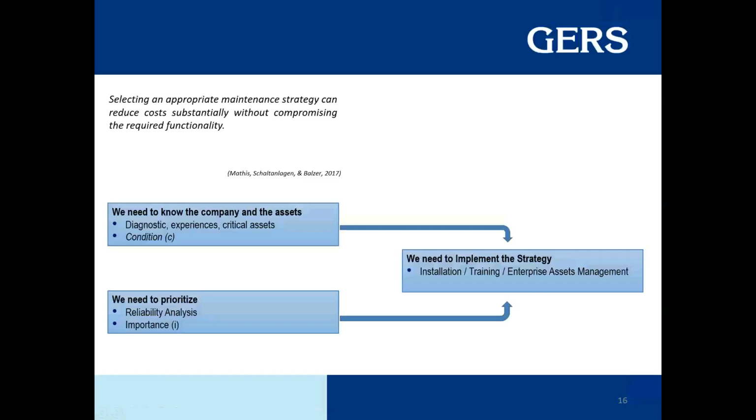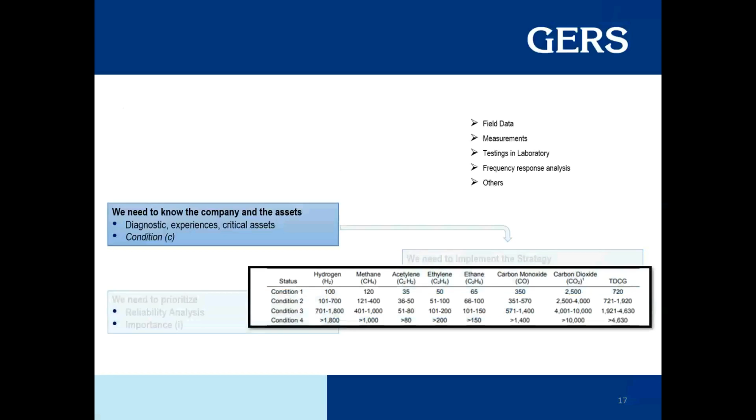Now the steps to implement it. First of all, we can speak about the conditions. And in the conditions, we are able to find different strategies, for example, different testings about the conditions. For example, we have chemical testings. For a transformer, we could find field data, measurements, testings, frequency response analysis, and others that are able to provide us some values that can identify the asset condition. In this case, we also need to combine the experiences of the engineers and the operators of the asset, who are able to identify if an asset is in good condition or not.